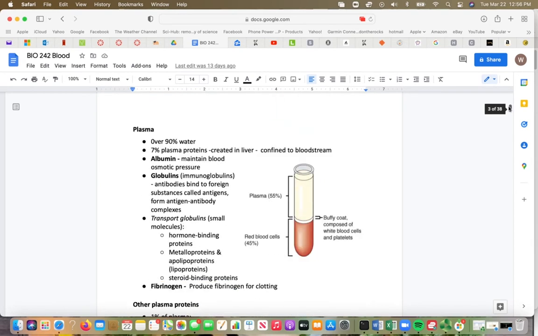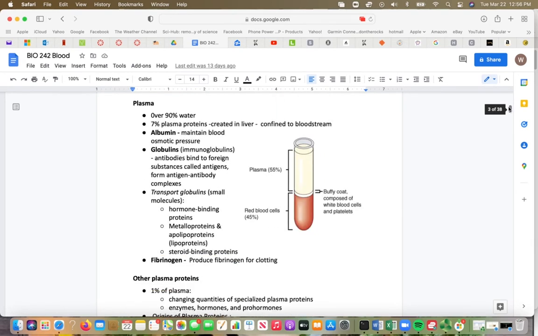So plasma, over 90% of it is water. 7% of it is plasma proteins. They're made in the liver, and they are confined to the bloodstream. Albumin is the one that maintains the blood osmotic pressure. So albumin being off could be an indication of something affecting the liver potentially. It could be as simple as a person having had IV fluids, which would throw off the balance temporarily.